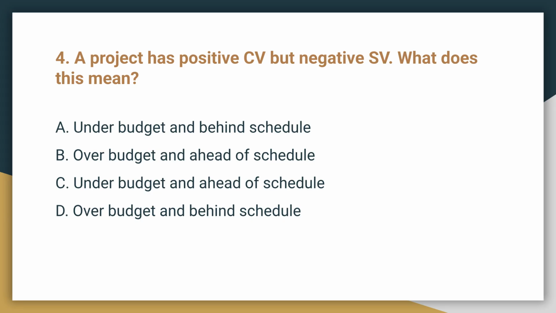Question 4. A project has a positive cost variance, or CV, but a negative schedule variance, or SV. What does this mean? The correct answer is A, under budget and behind schedule. A positive CV means the project is under budget, while a negative SV means it is behind schedule.